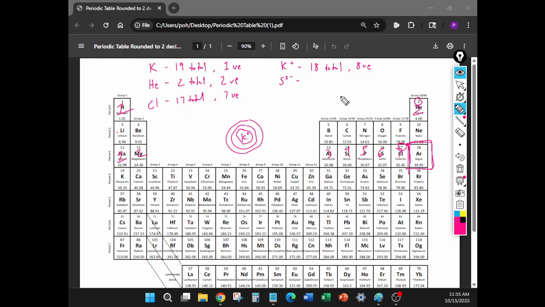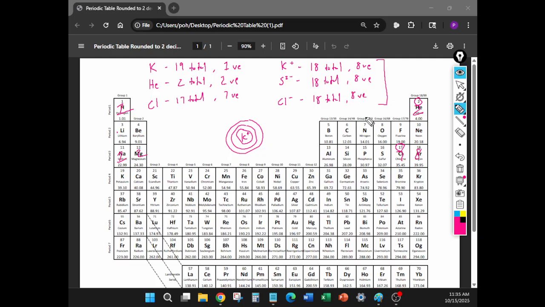Okay. Next one is S2 minus. S is right over here. Typically sulfur has 16, but we got to add 2. So that means we have a total of 18. And it normally has 6 valence electrons, but it goes to 7, 8. So it has 8 valence electrons. And then the last one, Cl minus. Cl typically has 17, but if it's minus 1, you add an electron, so it's 18 total. And then, since it had 7 valence electrons, it becomes 8 valence electrons.